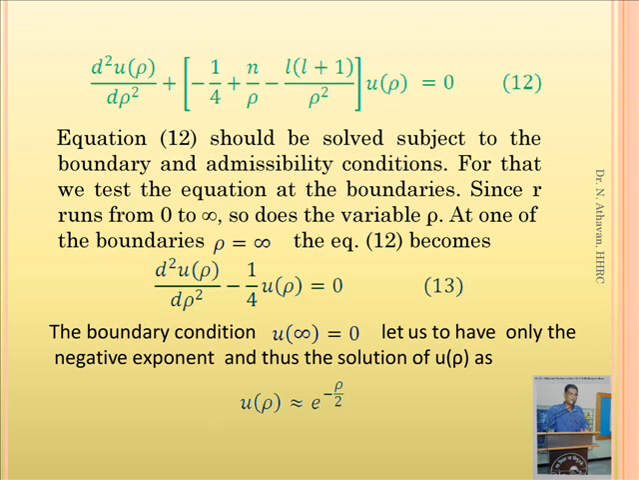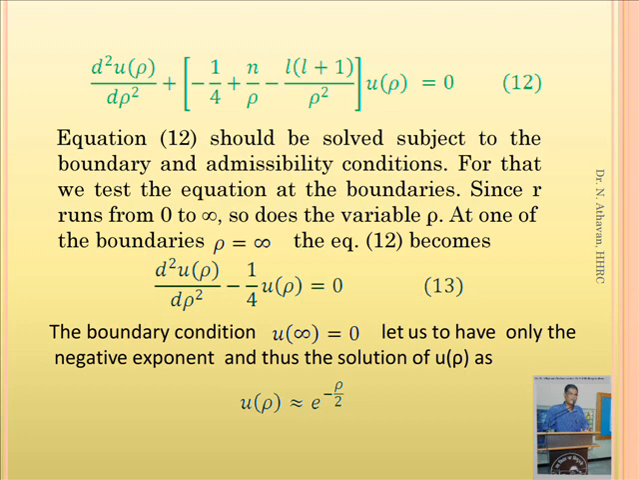So the boundary condition, that is u of infinity is equal to 0, lets us have only the negative exponent, which means normally we can write the solution of equation 13 as a e power rho by 2 plus b e power minus rho by 2. But due to this boundary condition, that is u of infinity is equal to 0, we cannot have the positive exponent because the positive exponent part will blow up when rho tends to infinity. So we are left with only the negative exponent part.